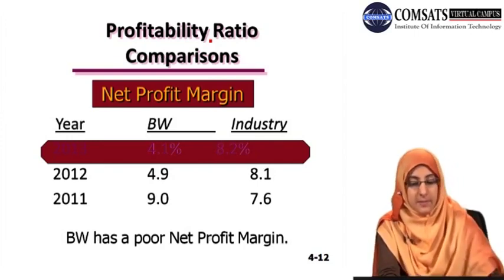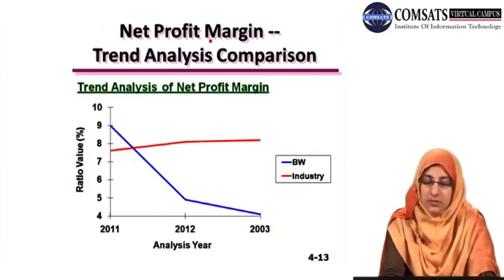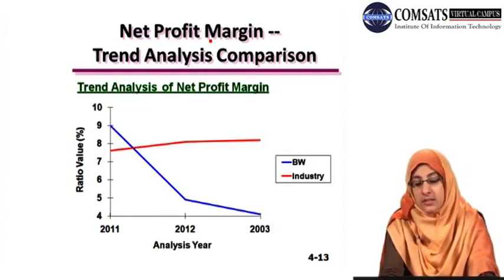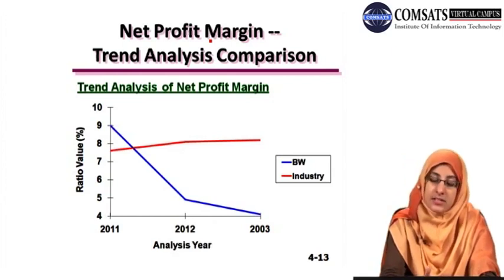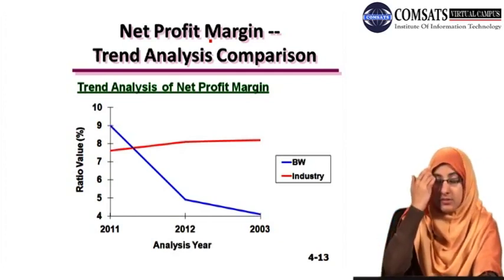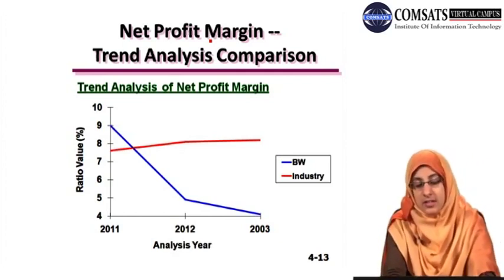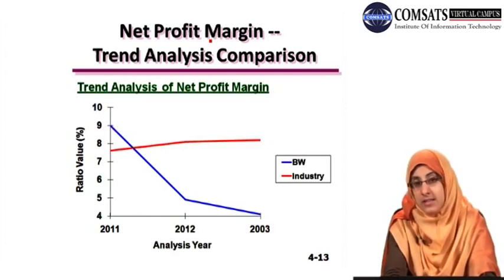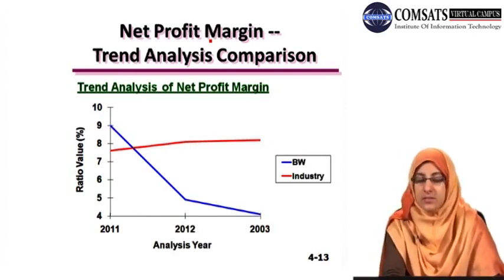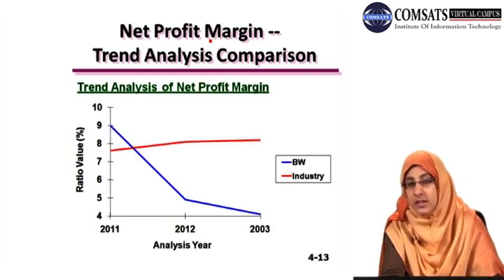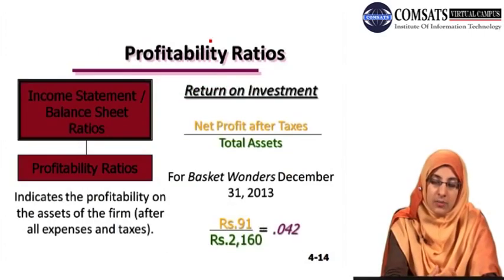cost and expenses. If you look at the trend analysis of this net profit margin, we can see the blue line indicating the Basket Bonders values, which are continuously decreasing and declining, while the industry average is increasing at a certain rate over the time period. So there is a contradicting result in the trend analysis for the net profit margin of Basket Bonders and the industry average, and we can say that the net profit margin, or profitability, or the financial health of the company is very poor as compared to its industry and other competitors.